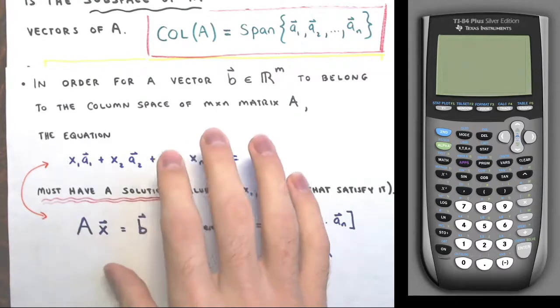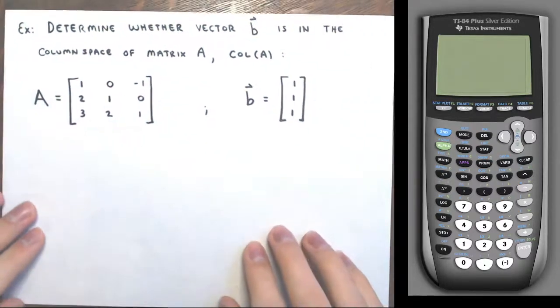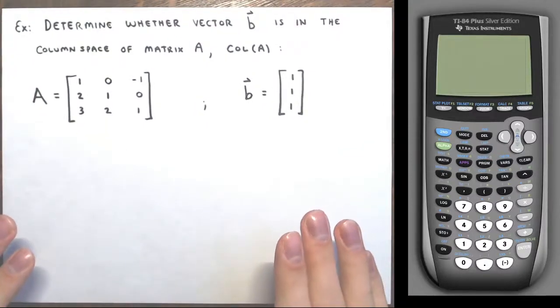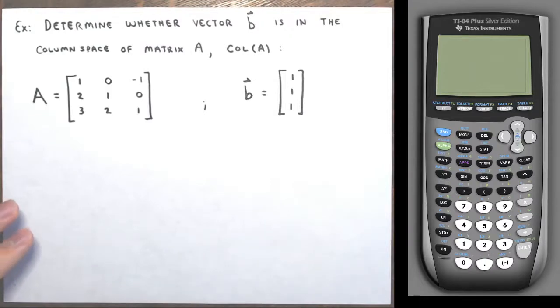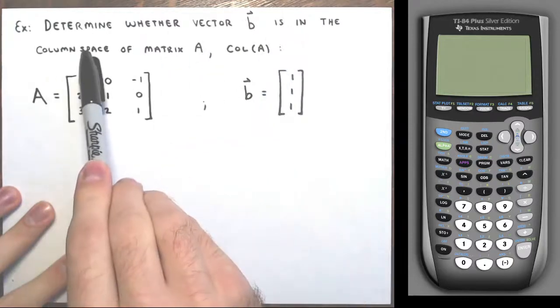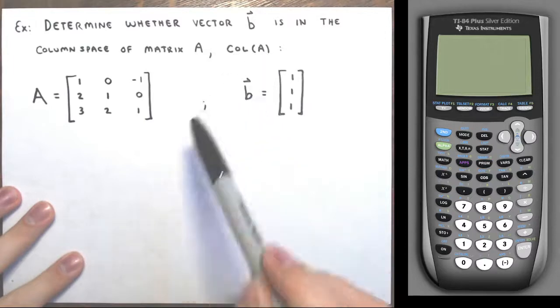All right, so let's do this. We're going to set up equations like this and solve, and it's all going to boil down to solving a system of equations, some matrix equation, things you're most likely familiar with at this point. For the rest of the video, every example has the following instructions: determine whether vector B is in the column space of matrix A. Remember that's denoted col of A, the column space of A.